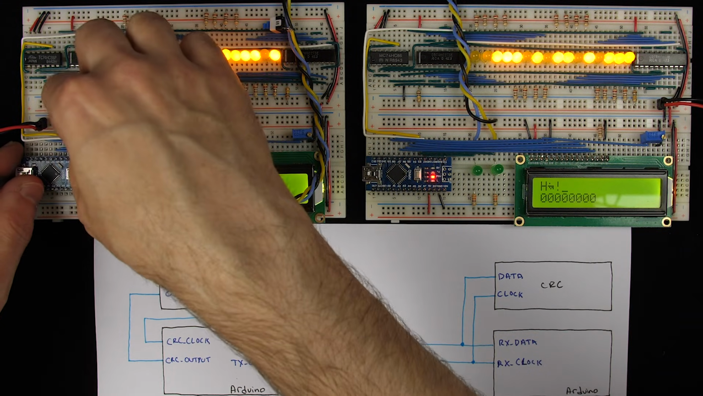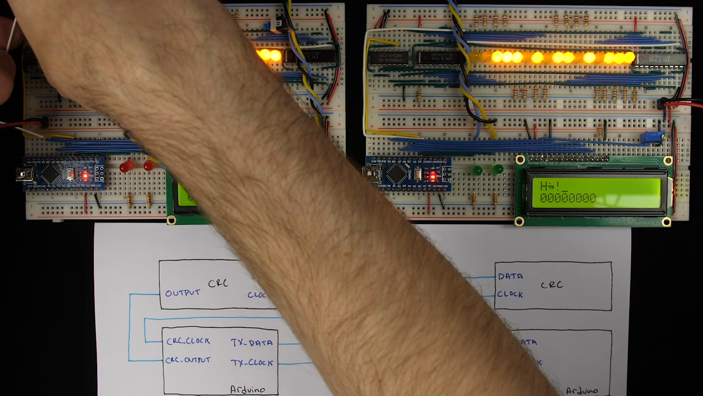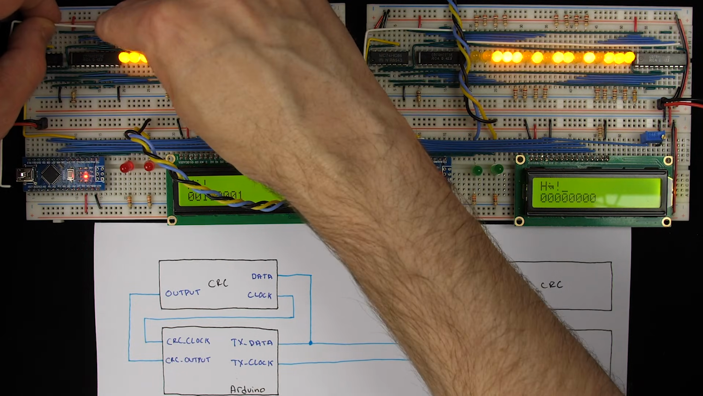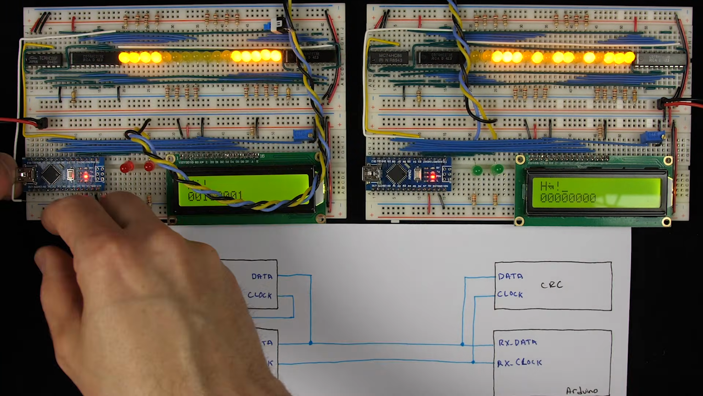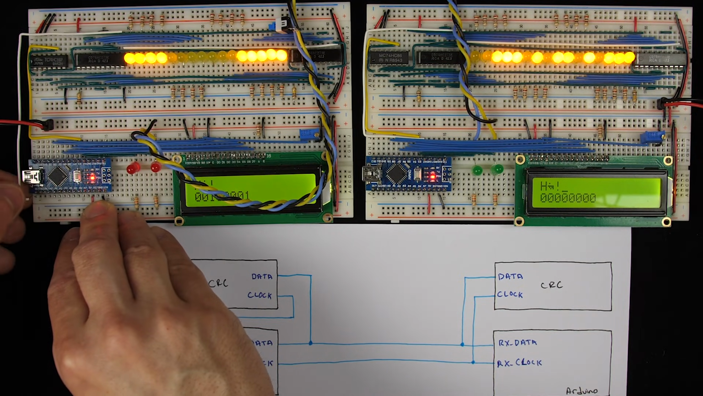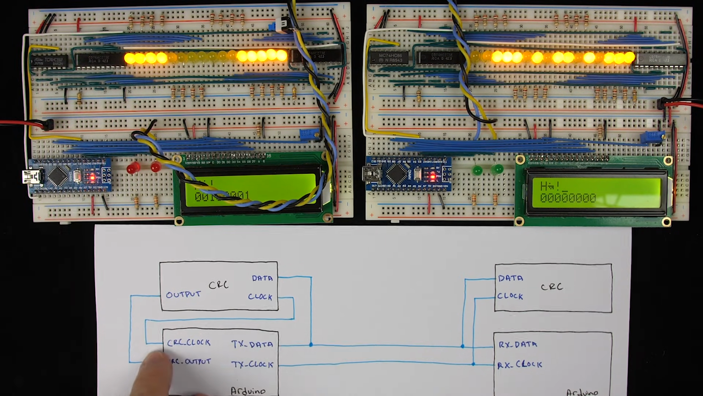So instead of our clock coming from our transmit clock here and going up to our CRC computation, what I'm going to do is remove that and hook this clock instead up to pin 13 of my Arduino. This is just a completely new, unused pin on the Arduino that I can use for the CRC clock. So now I've got this separate clock line.